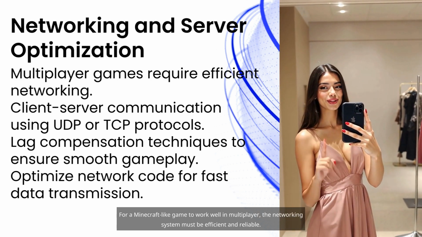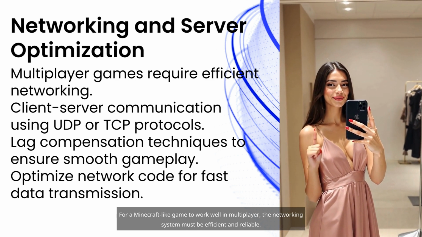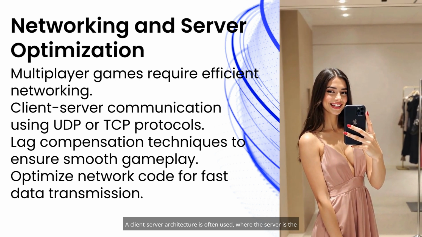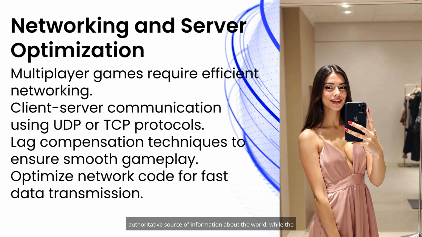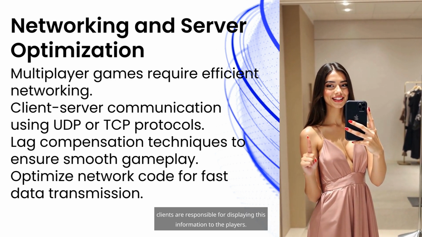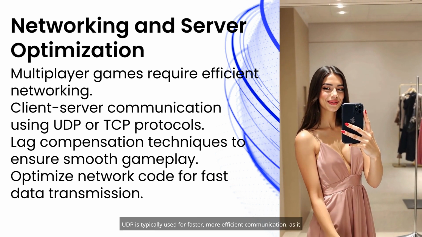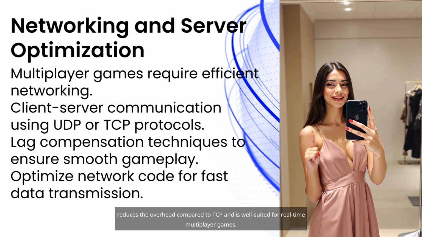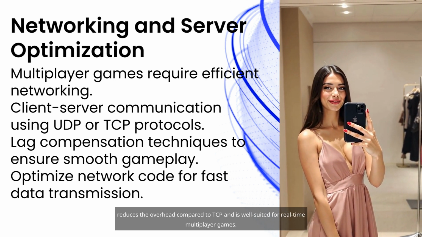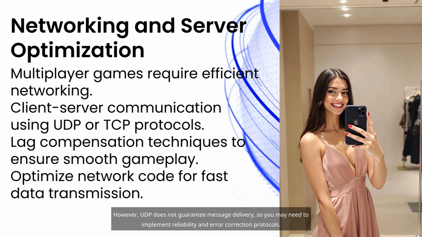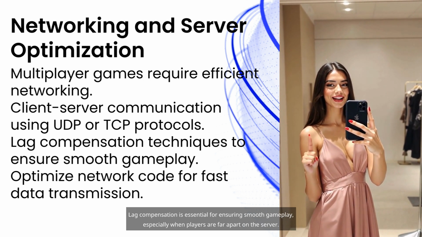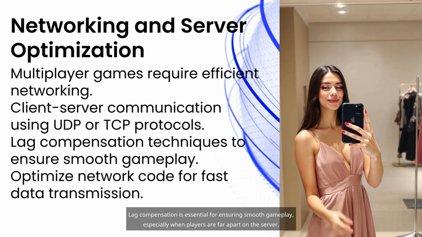For a Minecraft-like game to work well in multiplayer, the networking system must be efficient and reliable. A client-server architecture is often used, where the server is the authoritative source of information about the world, while the clients are responsible for displaying this information to the players. UDP is typically used for faster, more efficient communication, as it reduces the overhead compared to TCP and is well-suited for real-time multiplayer games. However, UDP does not guarantee message delivery, so you may need to implement reliability and error correction protocols. Lag compensation is essential for ensuring smooth gameplay, especially when players are far apart on the server.